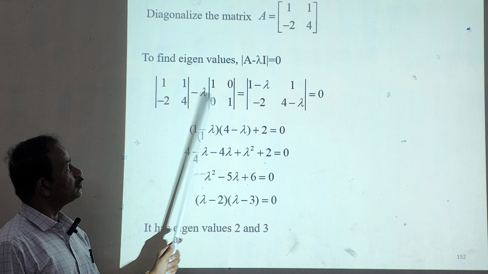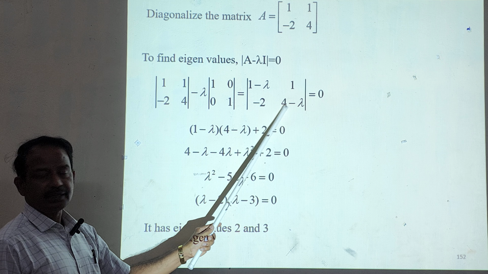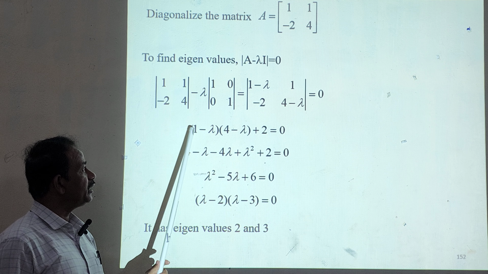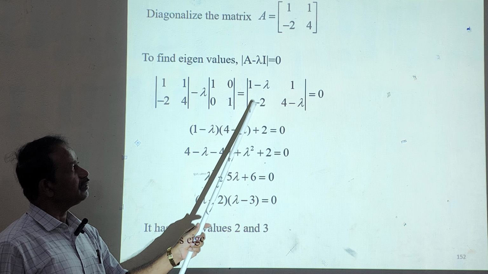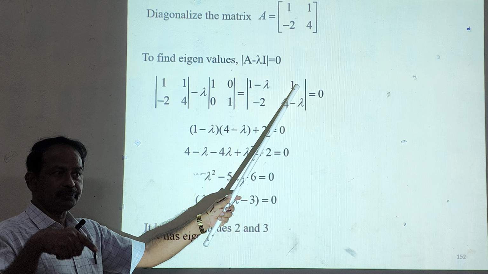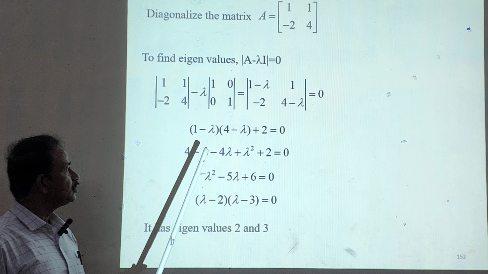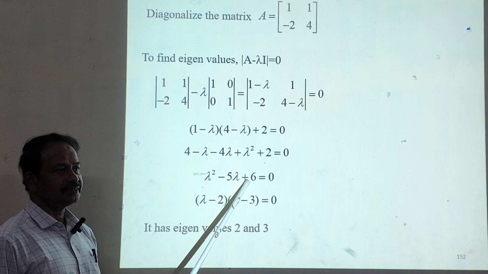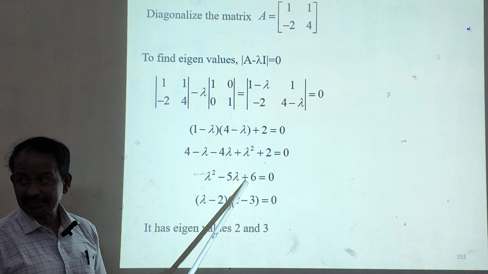And here it is minus 2. Here it is 4 minus lambda, which is equal to 0. Cross multiplying will give you (1 minus lambda)(4 minus lambda) minus 1 multiplied by 1, already 1 minus is there, so plus 2. Then simplifying, you will have lambda squared minus 5 lambda plus 6 equal to 0. We are going to factorize now.